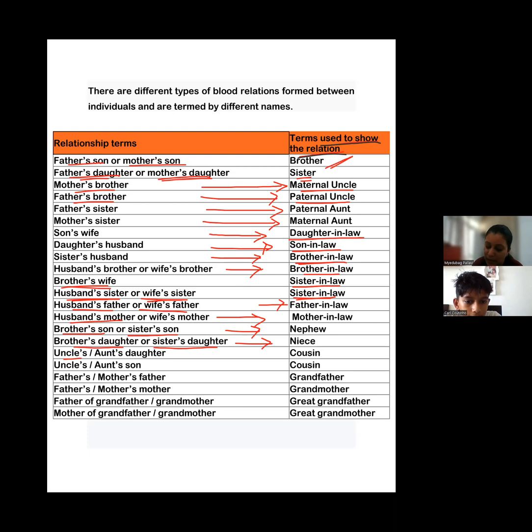Then uncle's or aunt's daughter will be cousin. So your uncle's or your aunt's daughter will be your cousin. Here it does not depend on whether they are your uncle or aunt from the maternal side or paternal side. Their children will be your cousin only. So no maternal or paternal cousin, only cousin. Uncle's and aunt's son will also be cousin, not cousin sister or cousin brother.